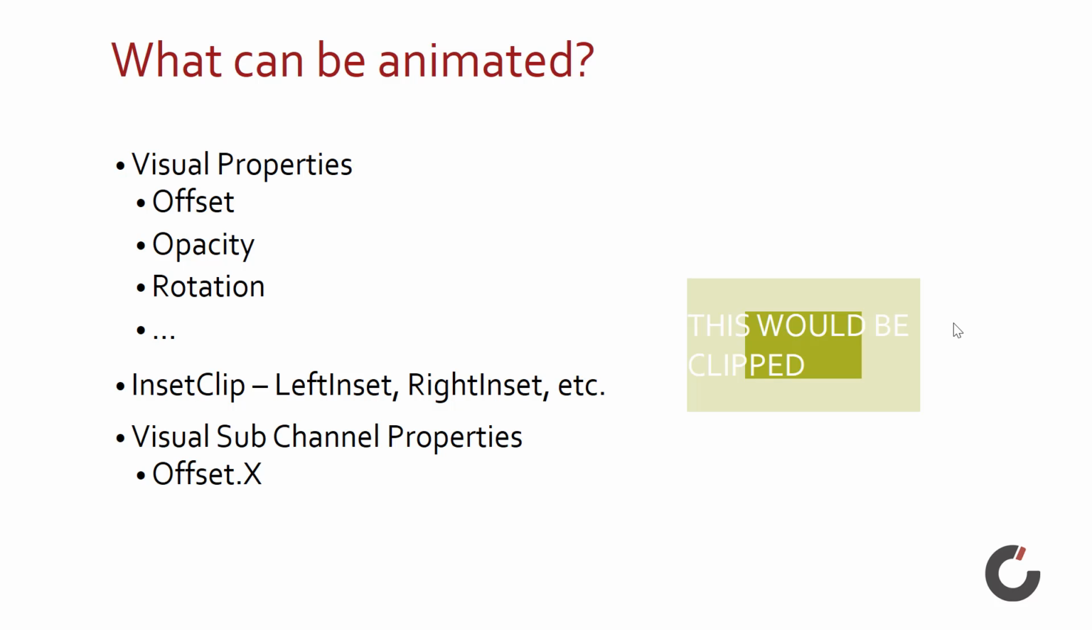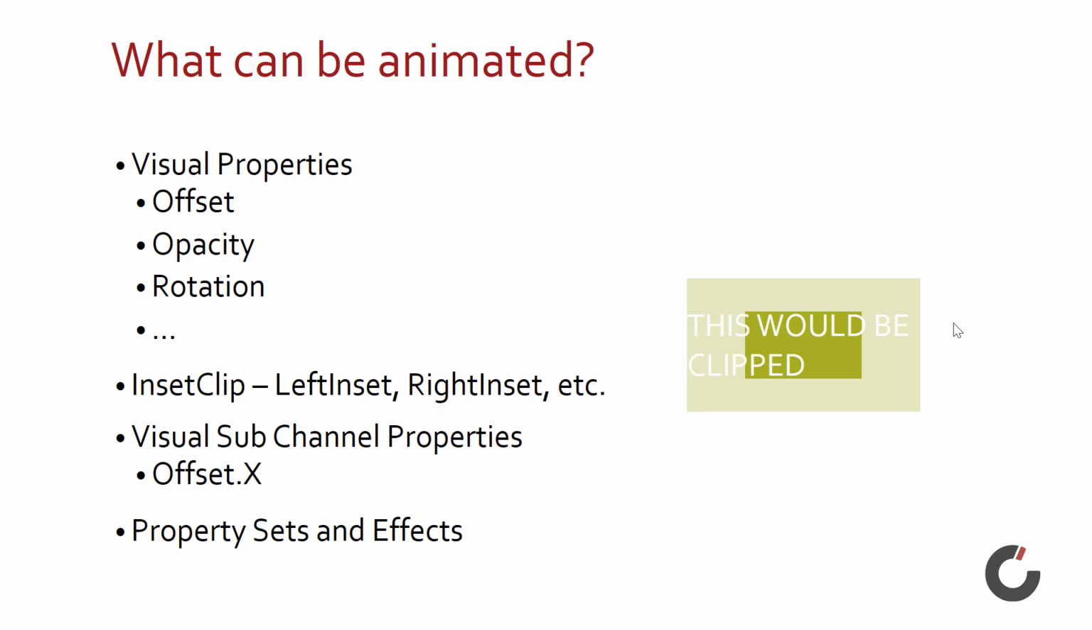We can also animate subchannel properties. So what does that mean? Well, if we look at offset, offset actually has three properties: X, Y, and Z. And yes, I said Z. I've been in the United States too long. So that allows us to animate a particular property on there, as opposed to animating the whole offset.